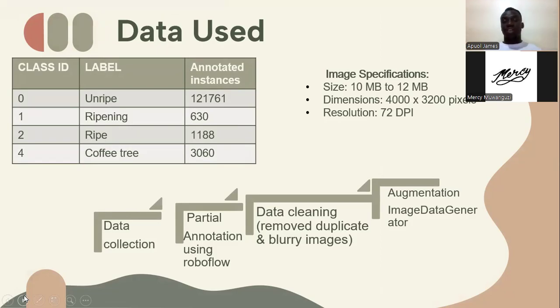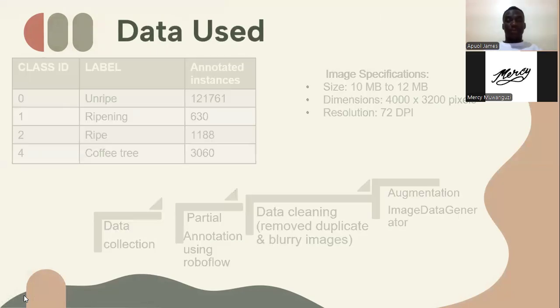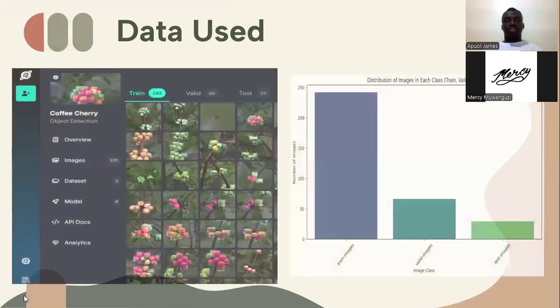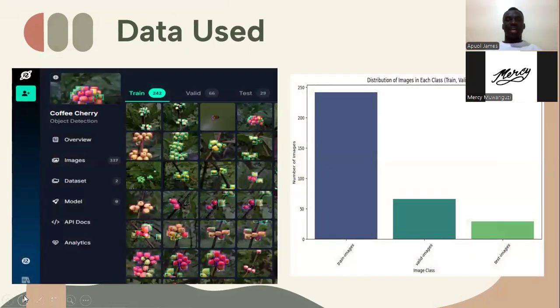Then we clean it by removing duplicate and blurry images. And then we use data augmentation with an image data generator. So that is the RoboFlow that we have used. And then we split it so that we find out the train images, valid images, and test images, as we are seeing from the graph.